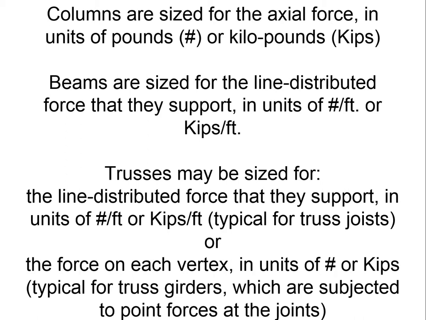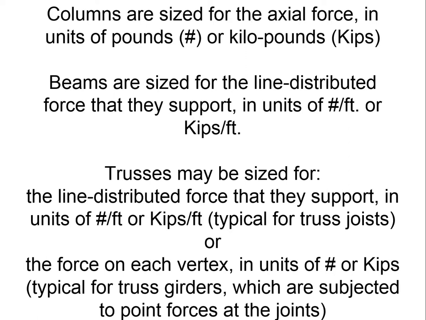So columns are going to be sized for the total axial force in the column, which will be expressed either in units of pounds or kilopounds, which we call kips. Beams are going to be sized for line distributed force that they support in units of pounds per foot or kips per foot. Trusses may be sized for the line distributed force that they support in units of pounds per foot or kips per foot.